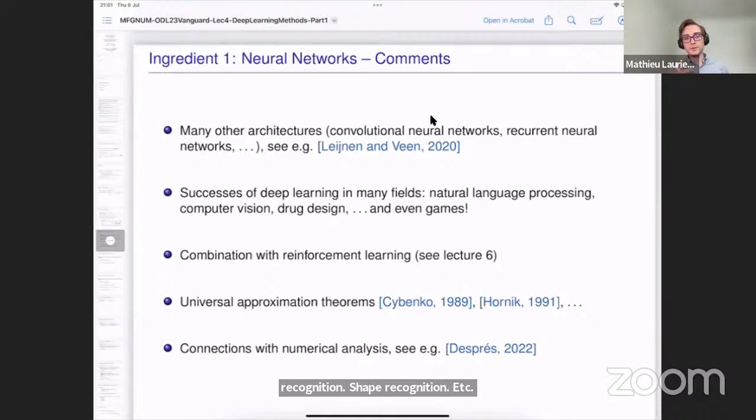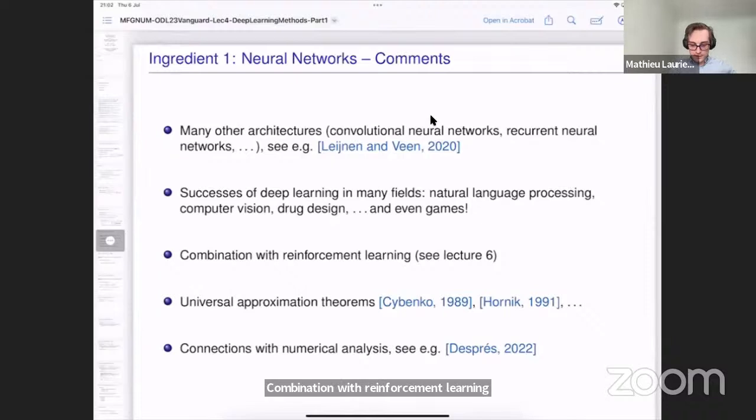In fact, in some of the simulations I'm going to show, not today, but tomorrow, sometimes I use architectures other than feed-forward fully connected. I present this one for the sake of simplicity, but sometimes it is really helpful to have other architectures. There are successes in many fields, including in games. You have probably heard about AlphaGo and other games where neural networks have been used. They are one of the ingredients, in combination with reinforcement learning, tomorrow.